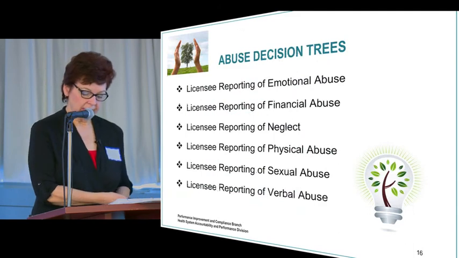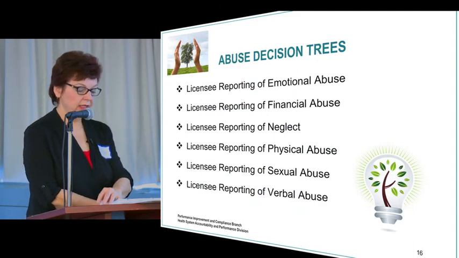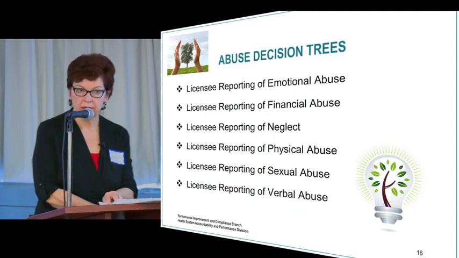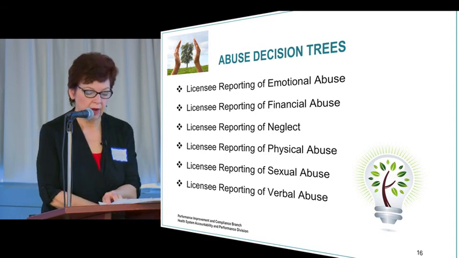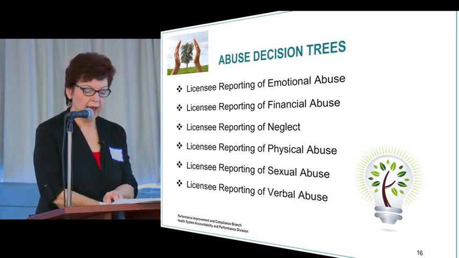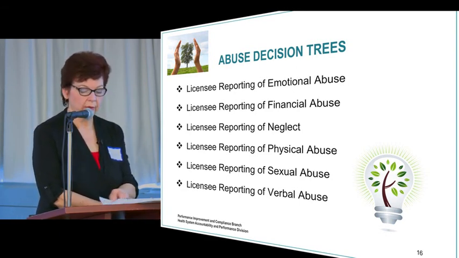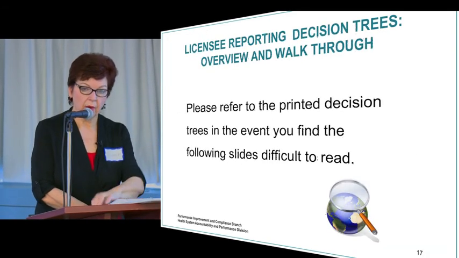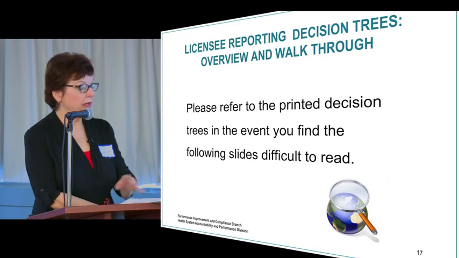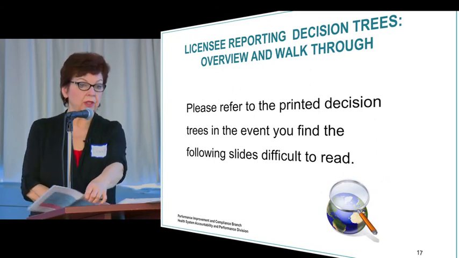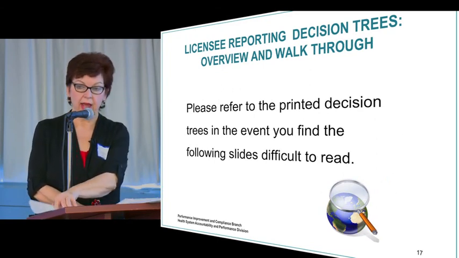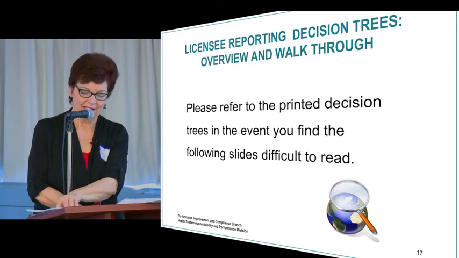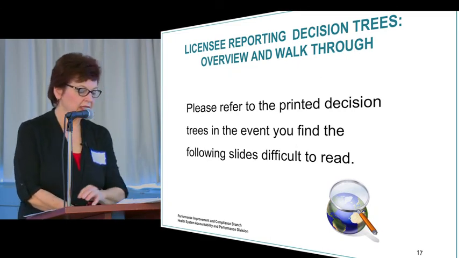Okay, the abuse decision trees, slide 16. This is just a list. There are six definitions in the Long-Term Care Homes Act and regulations that deal with abuse and neglect, and there is a decision tree that relates to each one of them. What I'd like to do now, although we will have them on the screen, is suggest that you take out the handout that has slightly kinder print to the eyes of the decision trees.